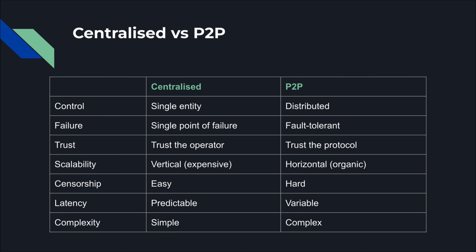It's easy to censor anything in a centralized network because you only need to get a hold of the single entity operating the network, whereas it's very hard to censor anything in a P2P network because all of the nodes are operating independently. Centralized networks have the benefit of giving predictable latency, whereas P2P networks give you a variable latency. This is mainly because each node would be operating independently and would be setting up their infra in their own way. So there's no standardization in P2P networks. Lastly, centralized networks are simple in their system design, whereas P2P networks are sometimes complicated in their system design.